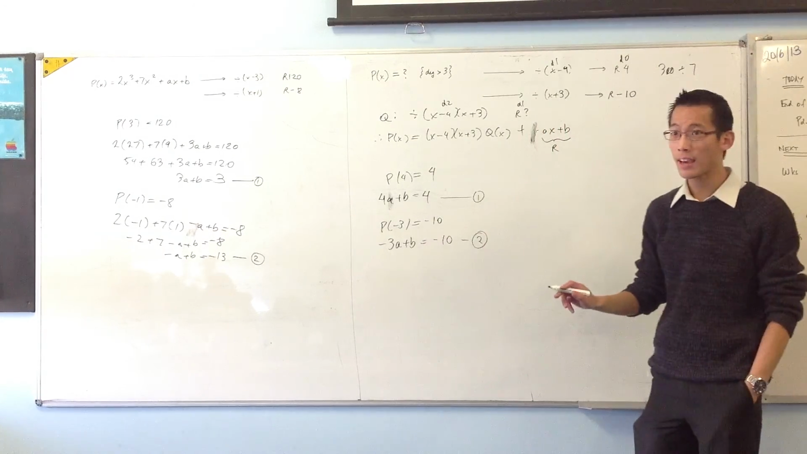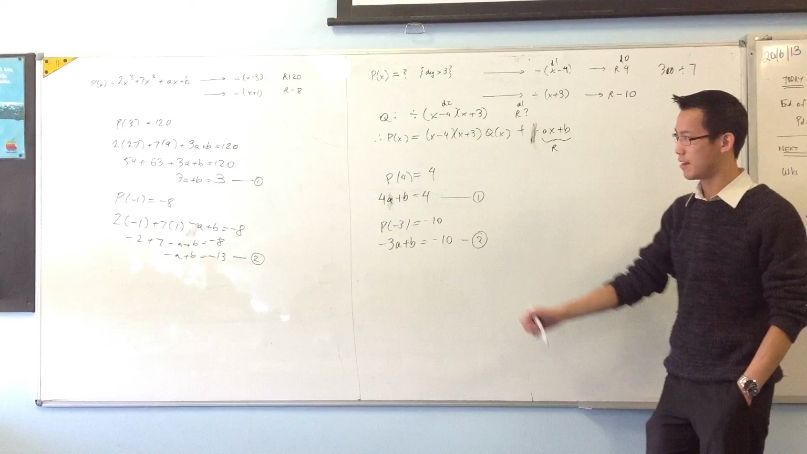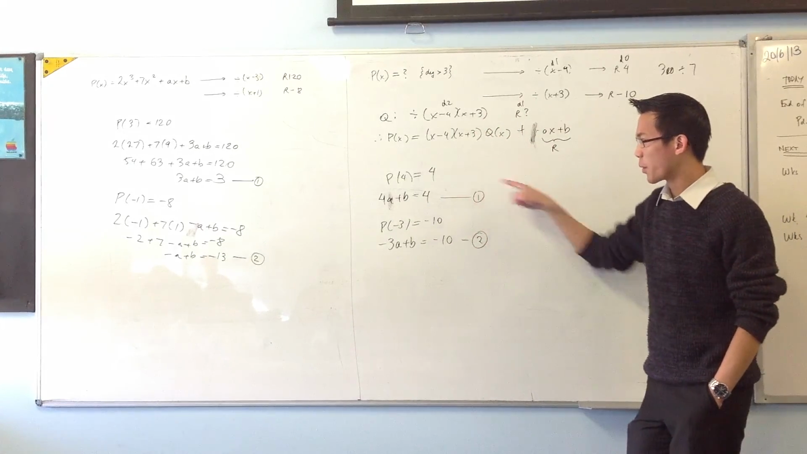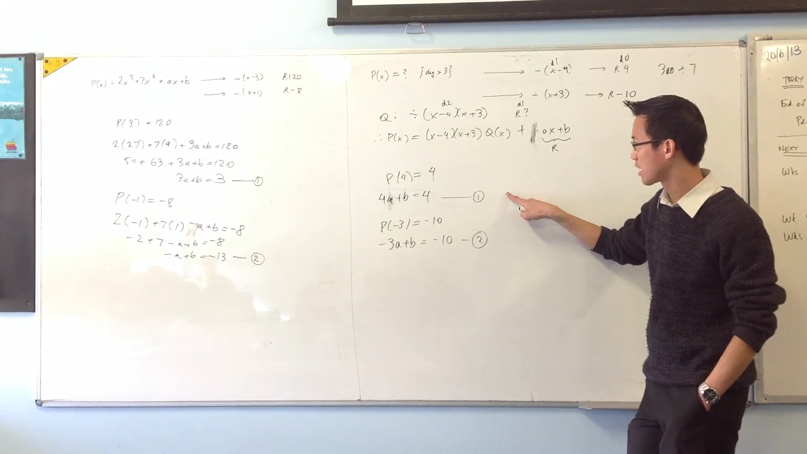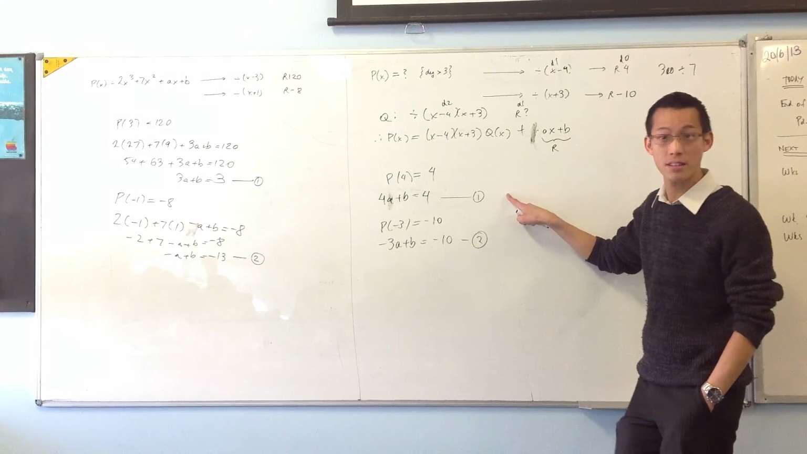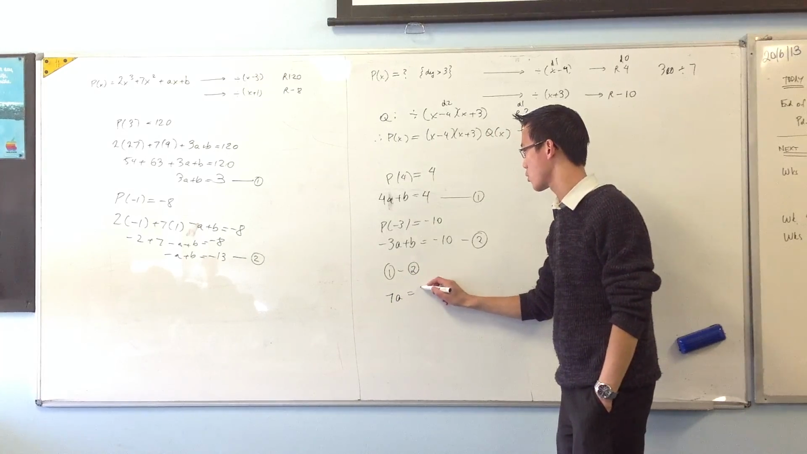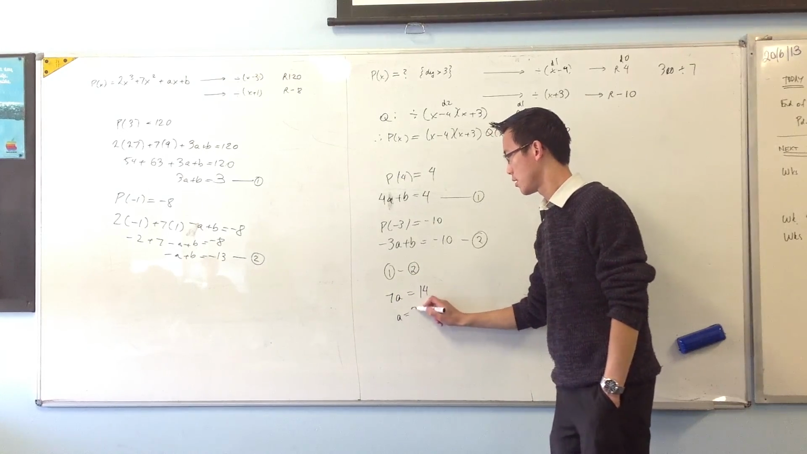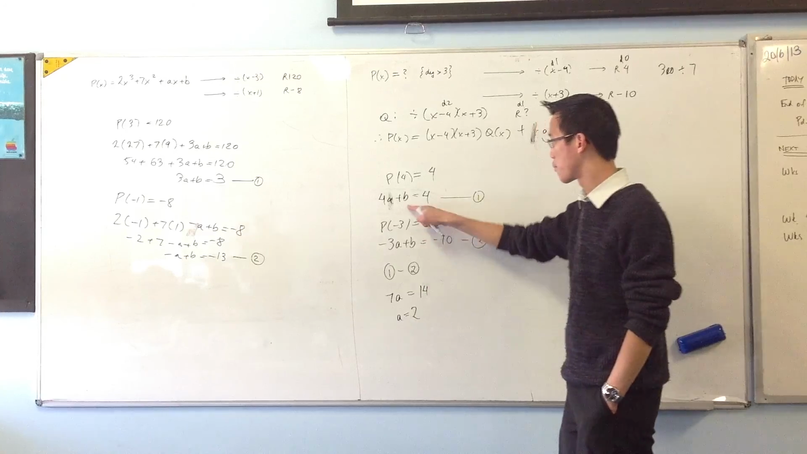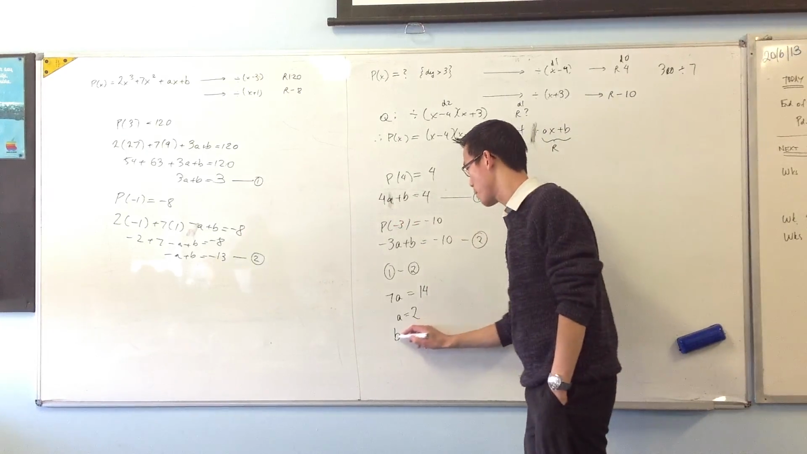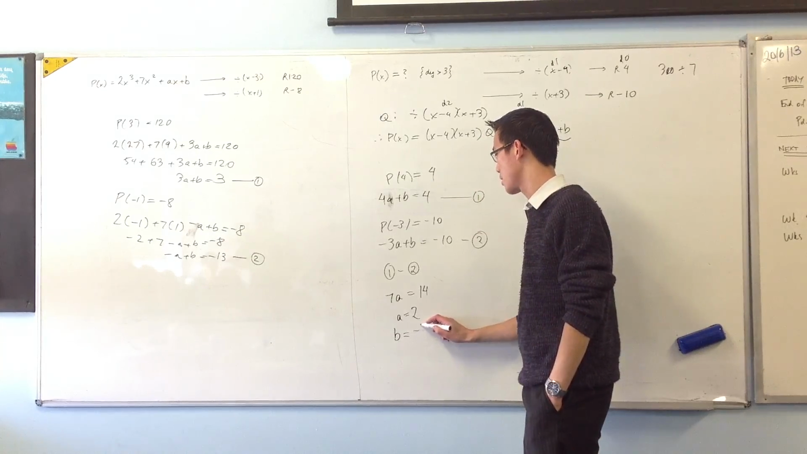Now, because this just looks a little different, up here, I'm just going to solve it for you and finish it. What are we going to do? How shall I combine them? Looks like I'll subtract. Yeah? 1 minus 2. That's going to give you 7a equals 14. So that gives you a. And if you bring that back up here, that's going to be 8 plus b is 4. So b is minus 4.